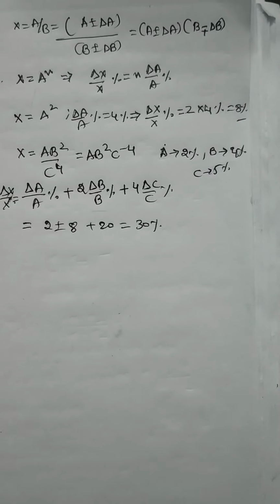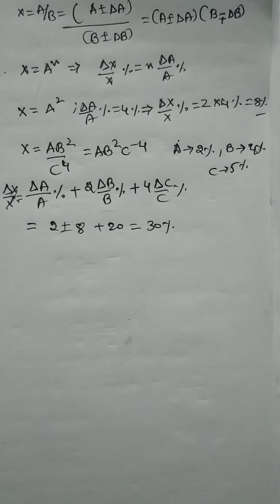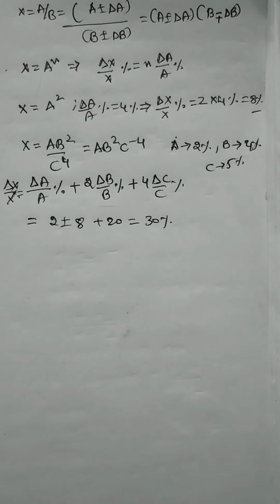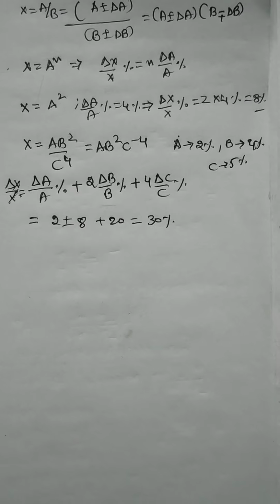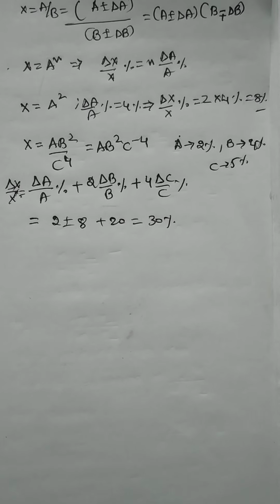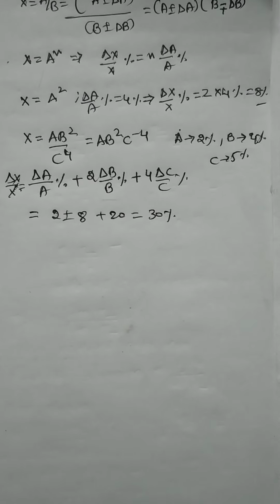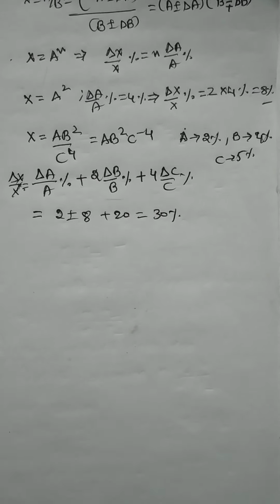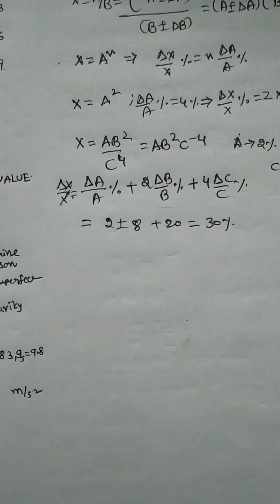Okay. So what am I doing? The maximum permissible error in X. That is nothing but delta X by X%. Okay. Delta X by X%.